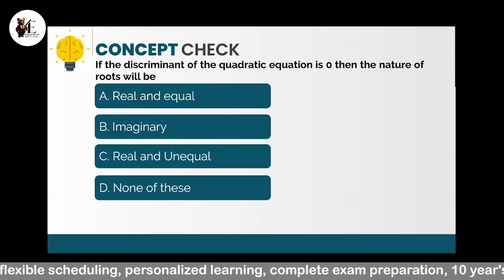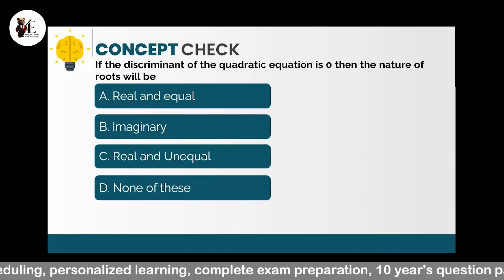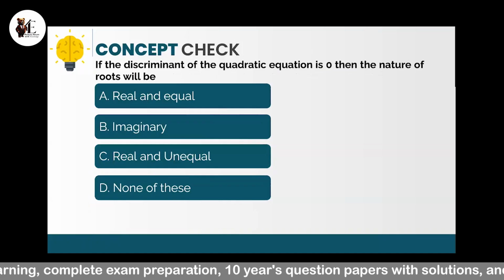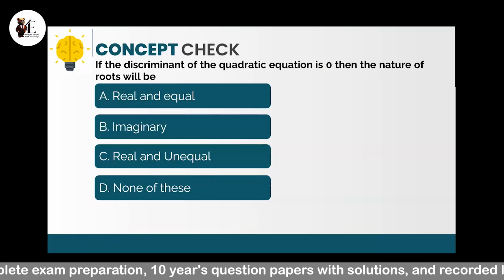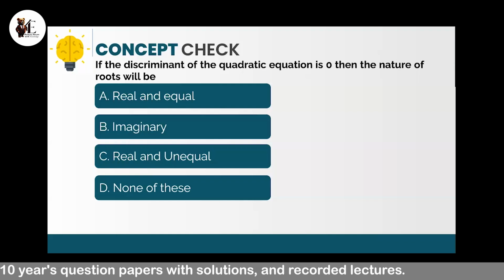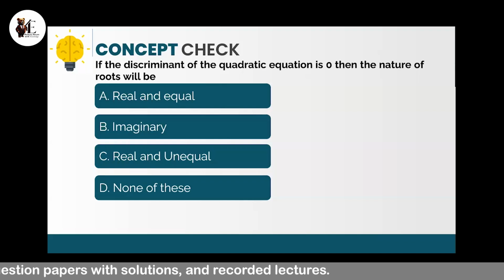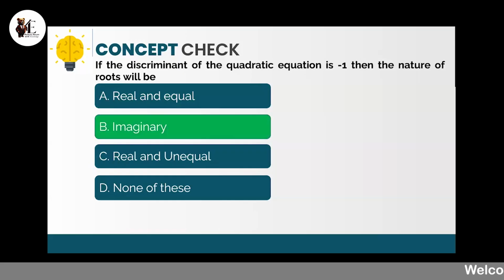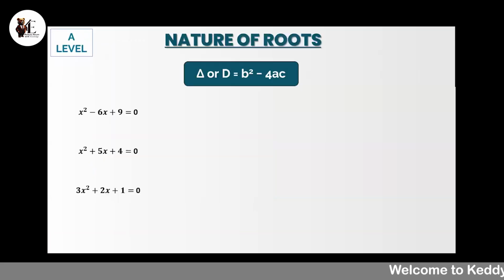Okay. And if the discriminant of the quadratic equation is 0, then what will be the nature of the roots? It'll be equal and real. Yes. And if the discriminant of the quadratic equation is -1, it will be imaginary. Yes. So now let's see how to find the nature of the roots.